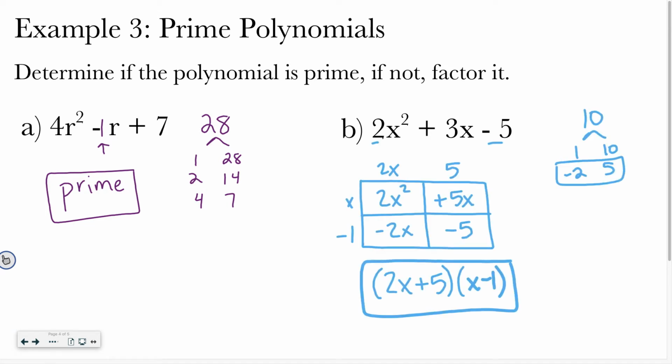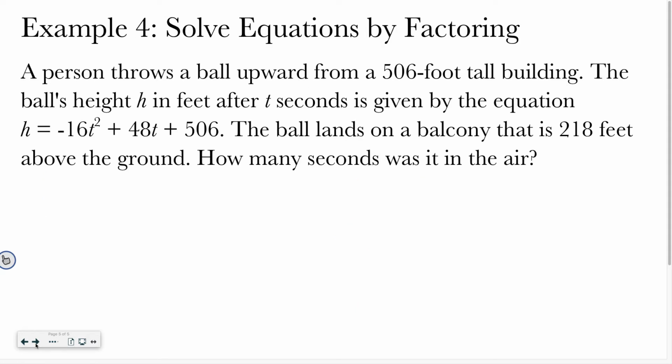All right. For this problem, hopefully you saw that it is actually not prime. You can factor it because I was looking for factors of 10 that then add up to a positive 3. So if I did a negative 2 and positive 5, that means that I can factor it. And I'd be left with 2x plus 5 times x minus 1. All right, now let's do our last example for this video.